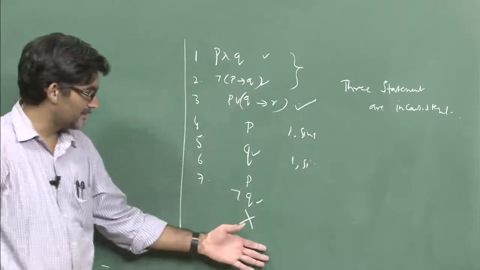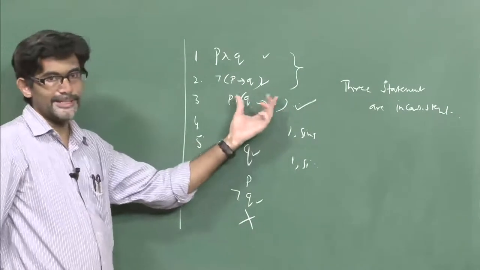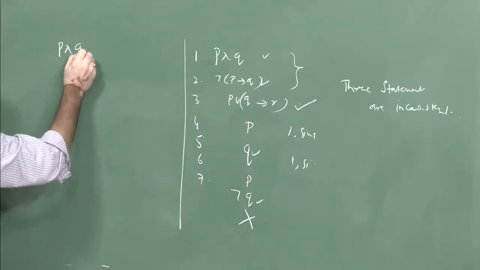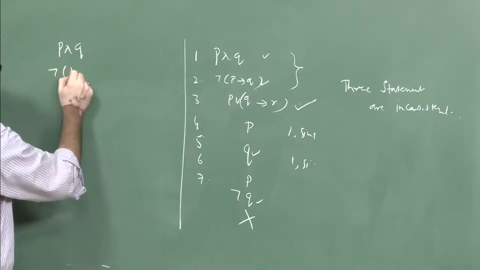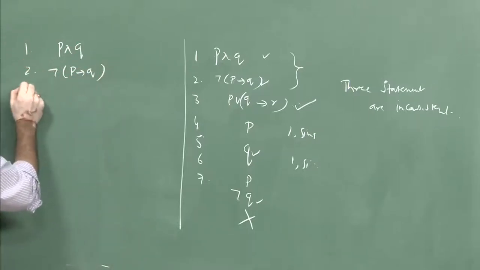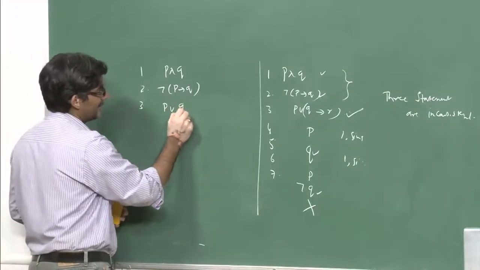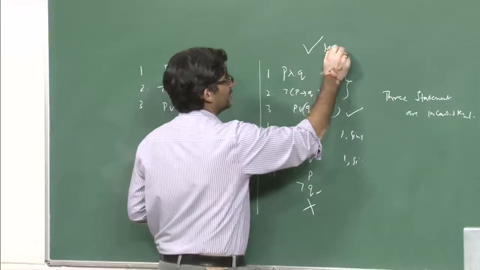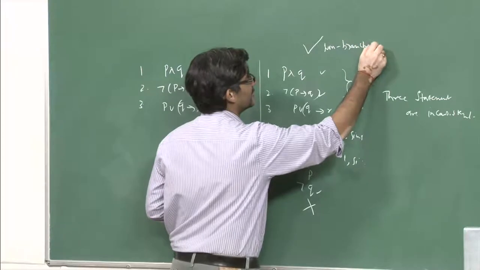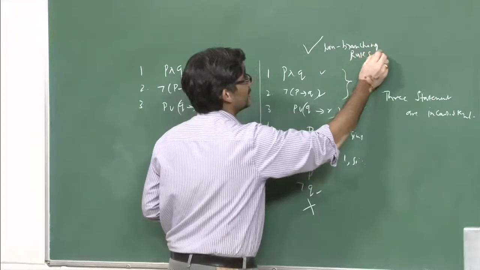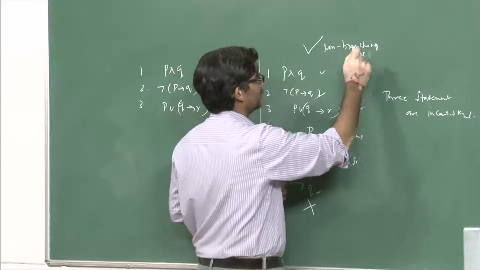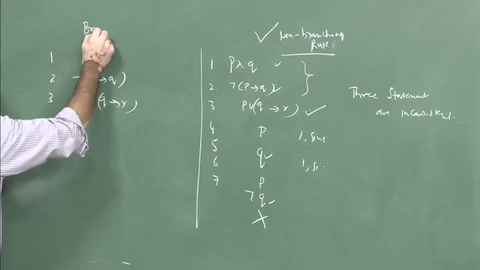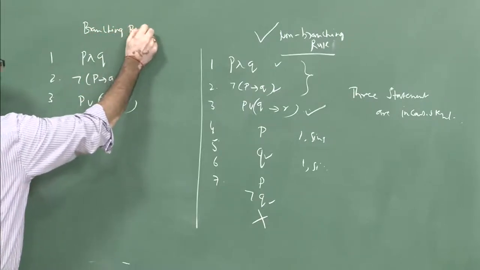That's why all the branches close. It doesn't matter what formula is there in the third. However, suppose you have used branching rules first, here is the problem, for the same formula which we have taken into consideration. So now this is the correct way of applying this: non-branching rules first. First we have used a non-branching rule. Now instead of that we have used a branching rule first, then here is the problem.